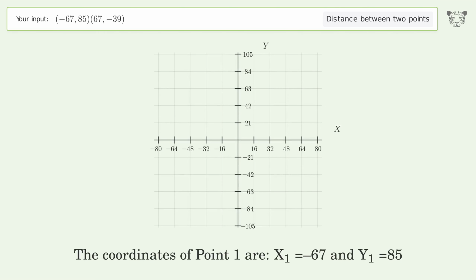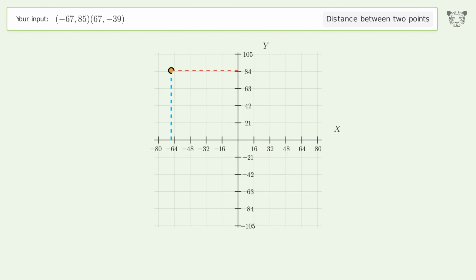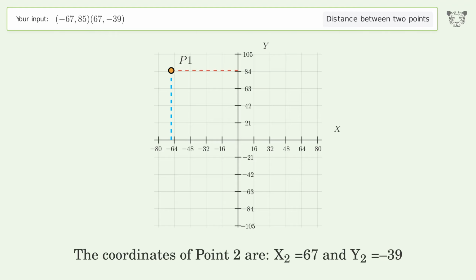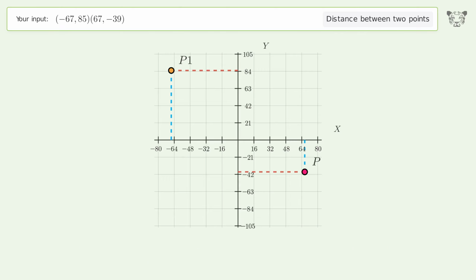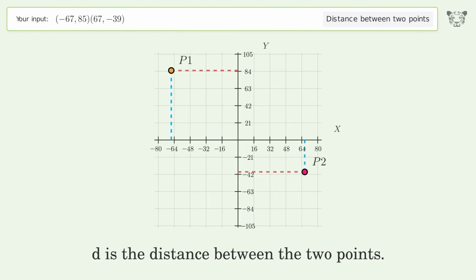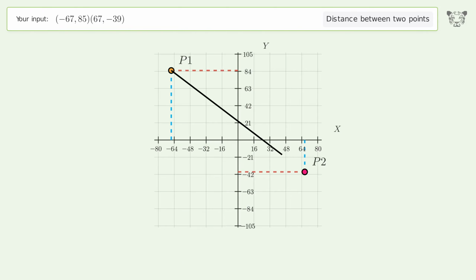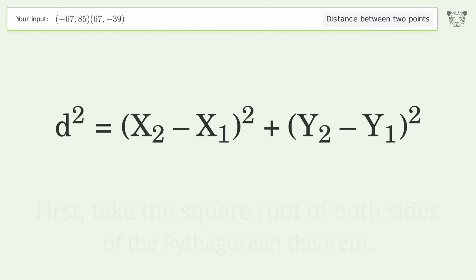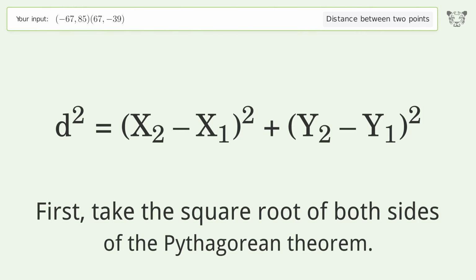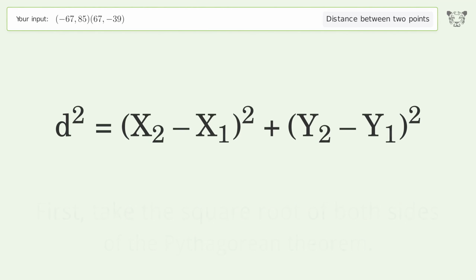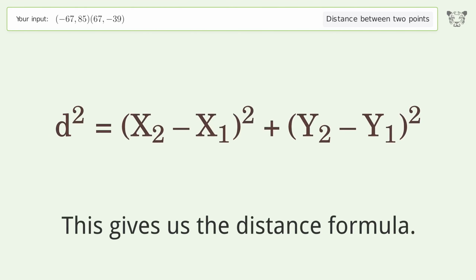The coordinates of point 1 are x1 equals -67 and y1 equals 85. The coordinates of point 2 are x2 equals 67 and y2 equals -39. D is the distance between the 2 points. First, take the square root of both sides of the Pythagorean theorem. This gives us the distance formula.